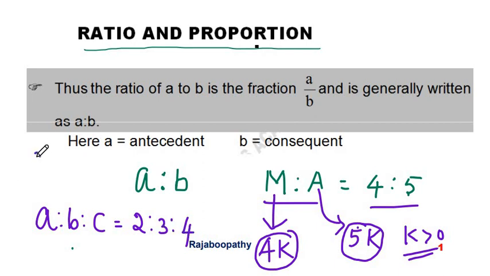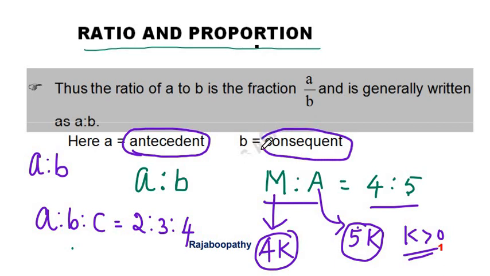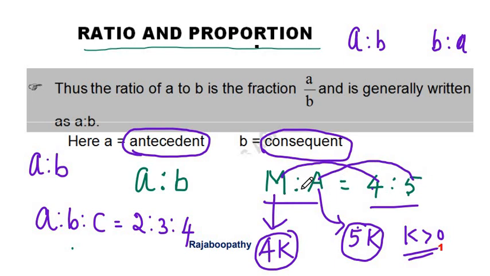Normally in A is to B, A is called the antecedent and B is called the consequent. And please note that A is to B is different from B is to A. That means 4:5 is different from 5:4. Here 4 corresponds to the antecedent, the first one, and 5 corresponds to the consequent. So here order is very, very important.